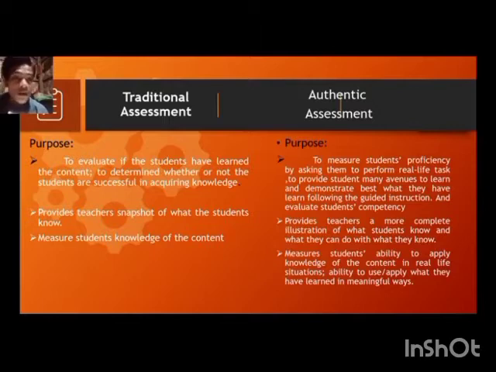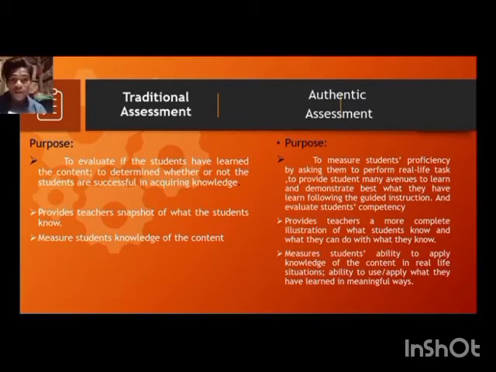While the purpose of authentic assessment is to measure students' proficiency by asking them to perform real-life tasks, to provide students many avenues to learn and demonstrate what they have learned following the guided instruction and evaluate students' competency.